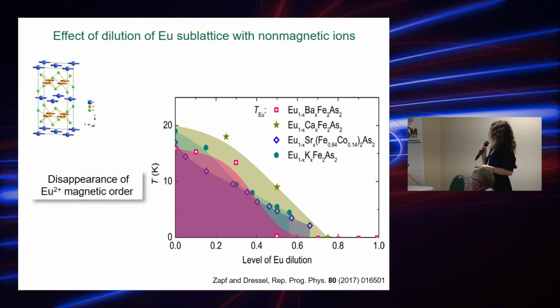The next slide shows us the effect of dilution of the europium sublattice with non-magnetic ions, and we can see that the spin density wave order disappears as the substitution level increases. The most effective element is barium, because when we have 50% of barium we didn't observe any spin density wave order.